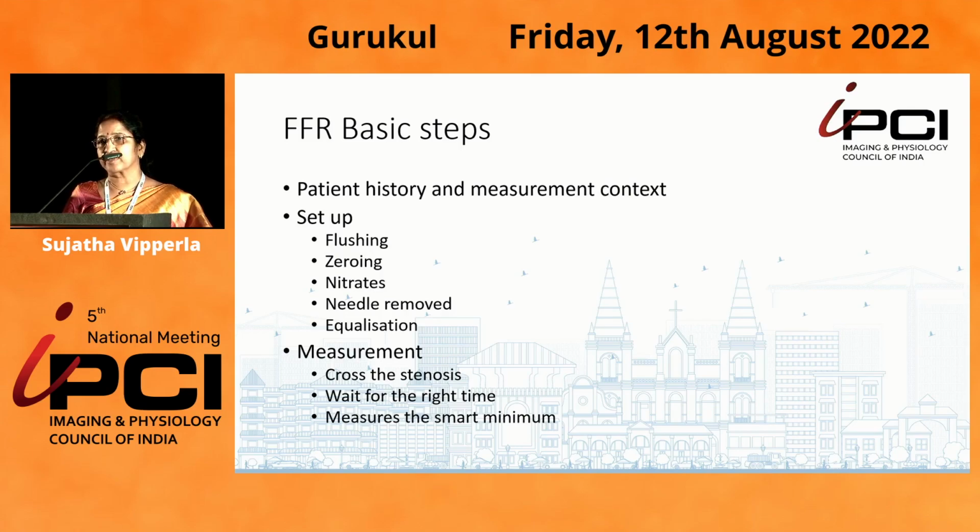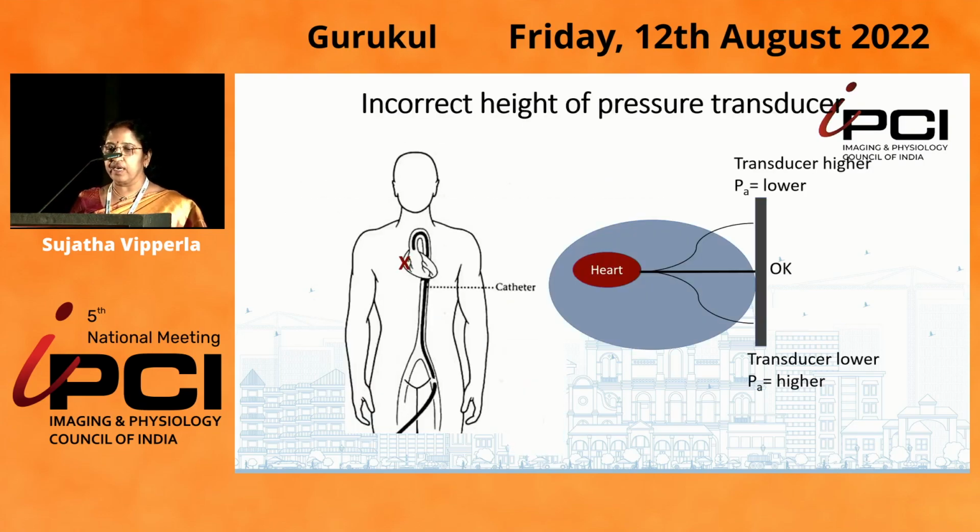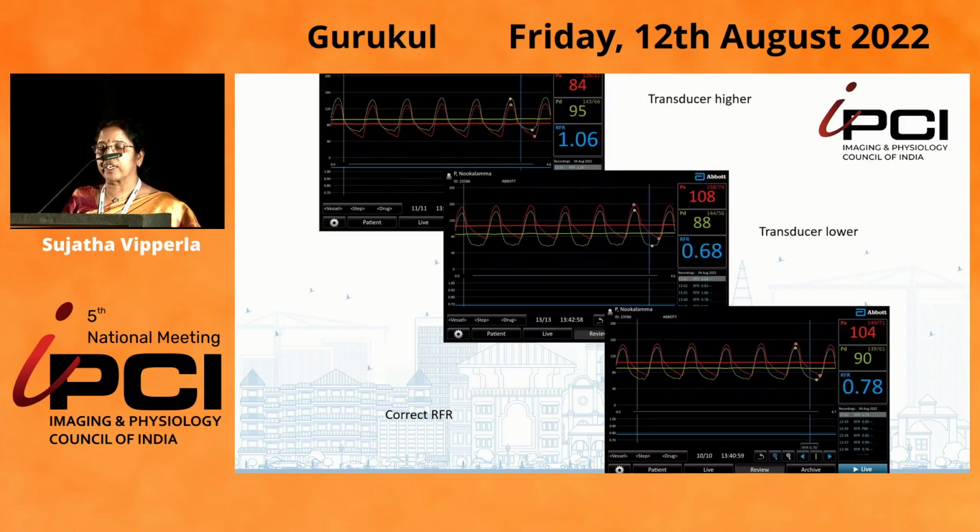And cross the stenosis, and the wire should be placed at least a few vessel diameters beyond the lesion to make an accurate assessment. This also has been told: the transducer higher, the PA will be lower; the transducer lower, the PA will be higher. And this is the first wrong step in measurement of an FFR or an NHPR. So if you have the transducer higher, the PA will be low, and you can get a high FFR or NHPR. Transducer lower, you can have a lower value of FFR or NHPR.